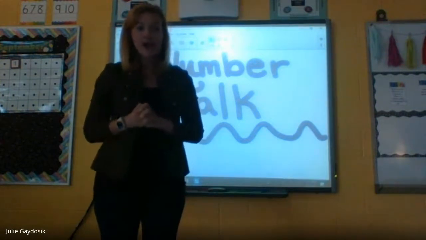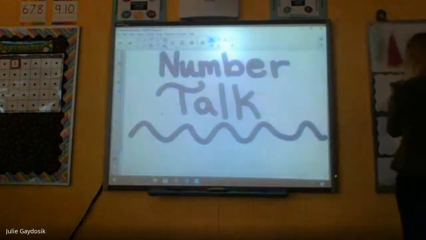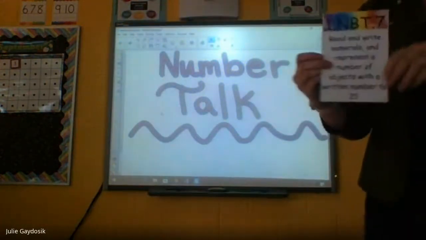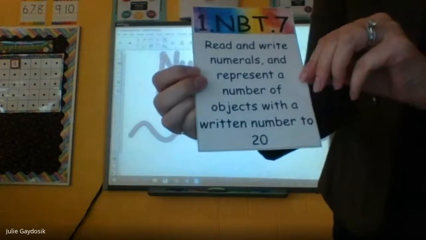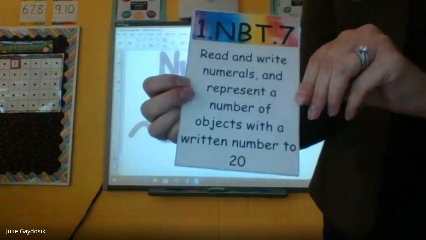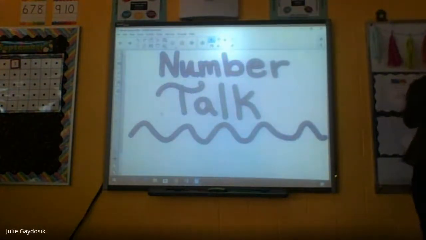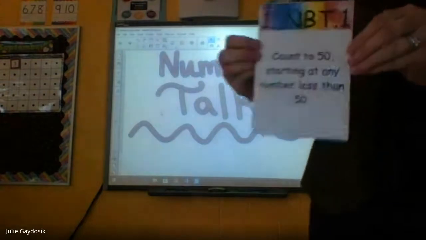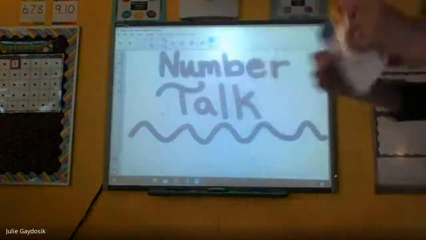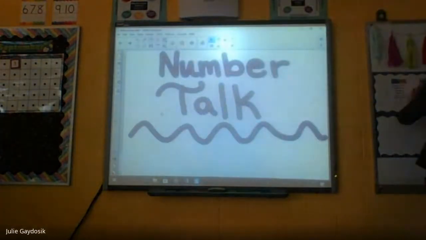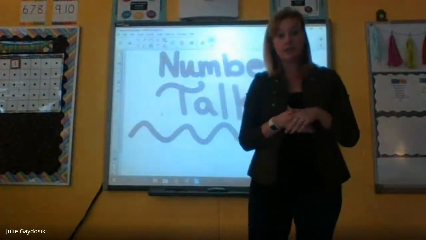Okay, so let's go over our learning standard, our I can statement before we begin. I can read and write numerals and represent a number of objects with a written number to 20. And then our other I can statement is I can count to 50 starting at any number less than 50. Remember, these are some review standards that we've been talking about that you learned last year.